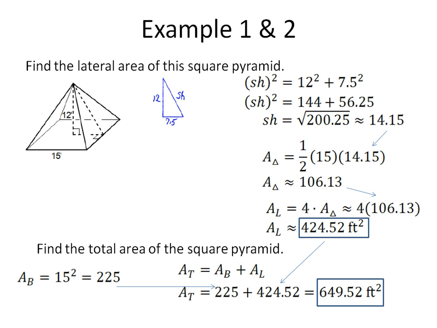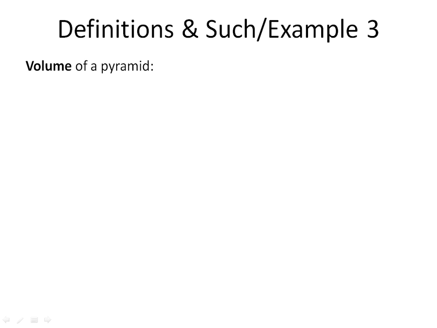Okay, so let's go ahead and look at a little bit more. This is telling us about the volume of a pyramid. The volume of a pyramid is equal to 1/3 of the area of the base times the height of the pyramid, not the slant height. This is the height. That is the 12 that we talked about in the previous example. So the formula is usually abbreviated as 1/3 of the area of the base times the height.